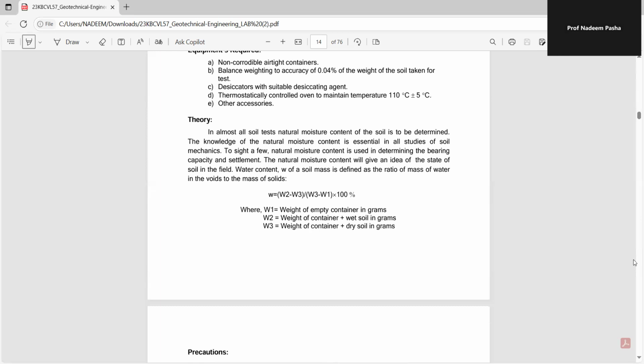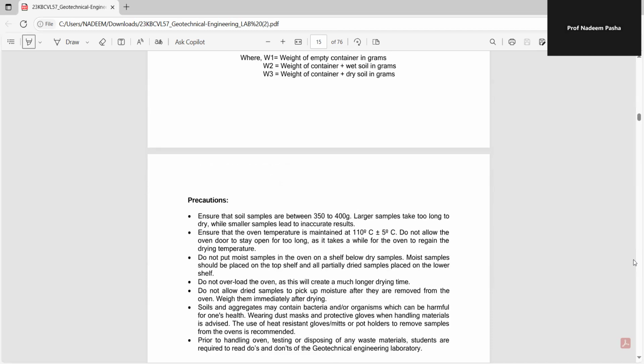Other accessories. So, how will you calculate water content? w is equal to (W2 minus W3) divided by (W3 minus W1) into 100%. So, W1 is the weight of the empty container, W2 is the weight of the container plus wet soil, W3 is the weight of the container plus dry soil after drying it in the oven and cooling it in the desiccator.